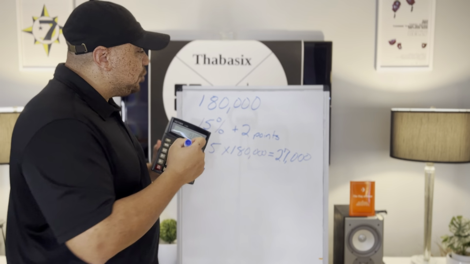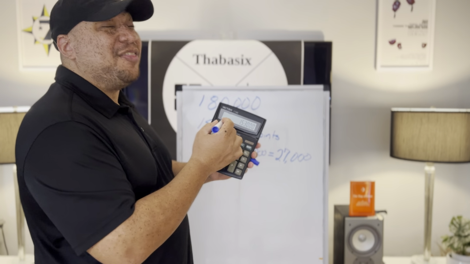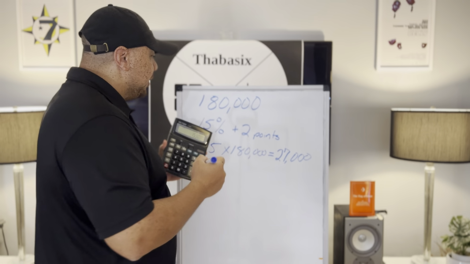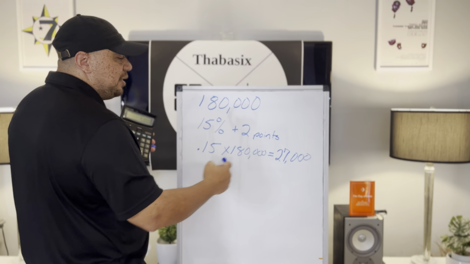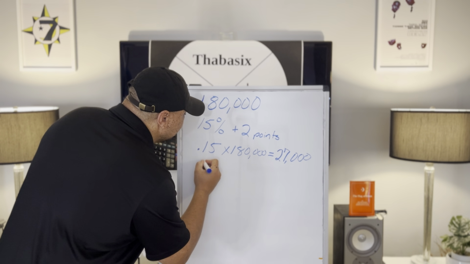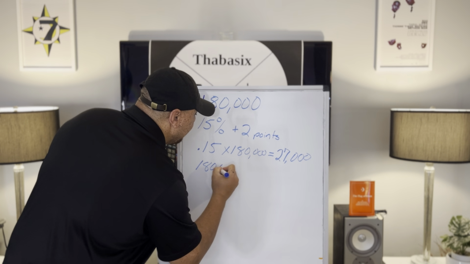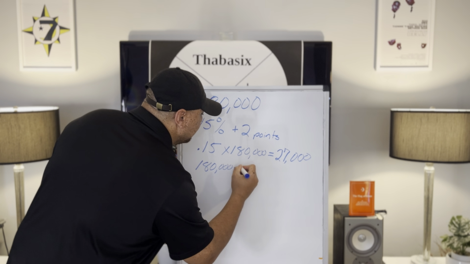2 points is equal to 2 percentage points, but it's 2 percentage points on the difference. So the difference will be 180,000 minus 27,000.